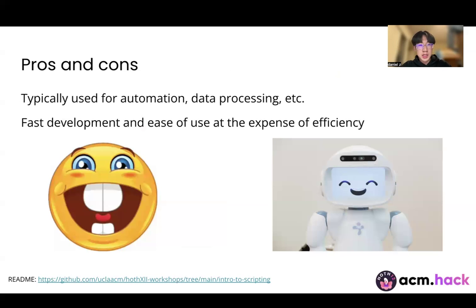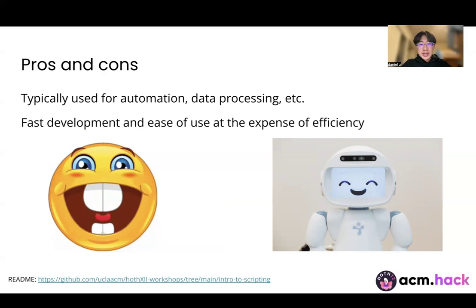Here are some pros and cons for scripting. Scripting is typically really good for automation and data processing because you can just run it repeatedly and it's super easy to do that. It makes development super fast because you're just writing one piece of code and there are not multiple different files that you have to link together, like in C++ where you have to link different objects.